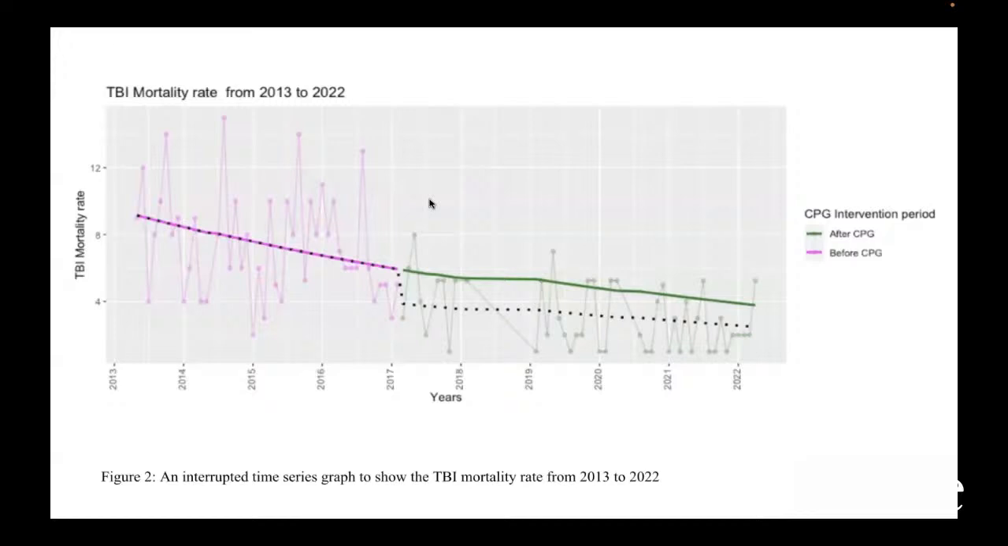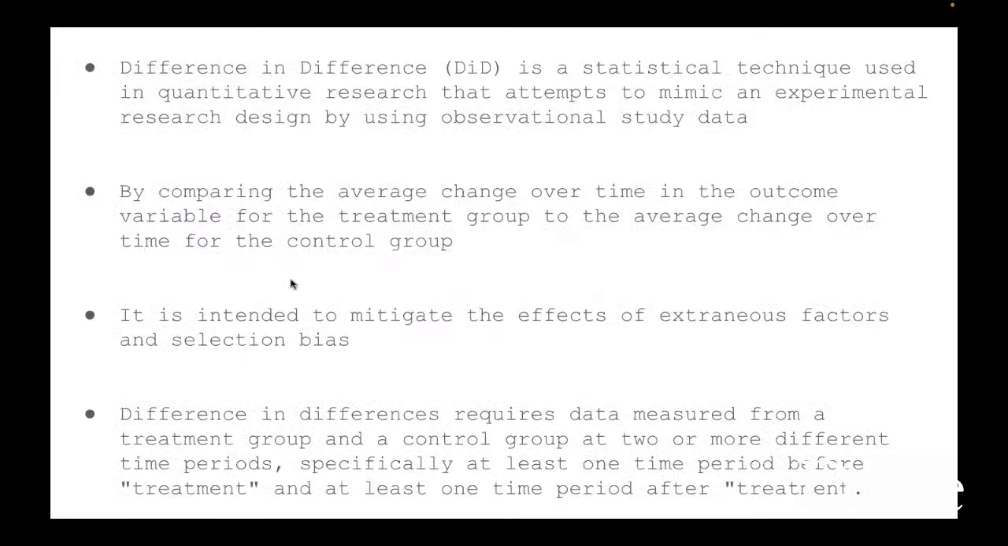Like here, we look at the average change in mortality rate for the treatment group, which is this in green, and the control group, which is this in purple. It is intended to mitigate or control for extraneous factors, like confounders and selection bias. The thing we have to take care of here is that difference in difference requires data measured from the treatment group at two or more different time periods.